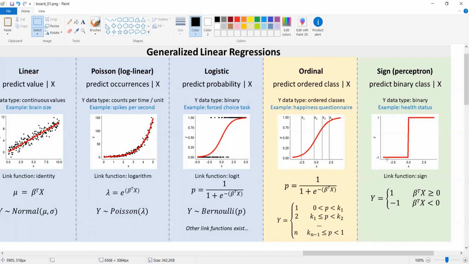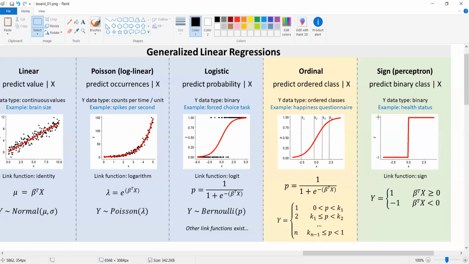And at 0, it moves from negative to positive. So a good example to use this is health status. You multiply all the weights by all the features, and then you see if it's positive, the person's healthy. If it's negative, the person has a certain condition. So that's why it's classification, because the y, the outcome, is binary. It's discrete. It's 2 options.